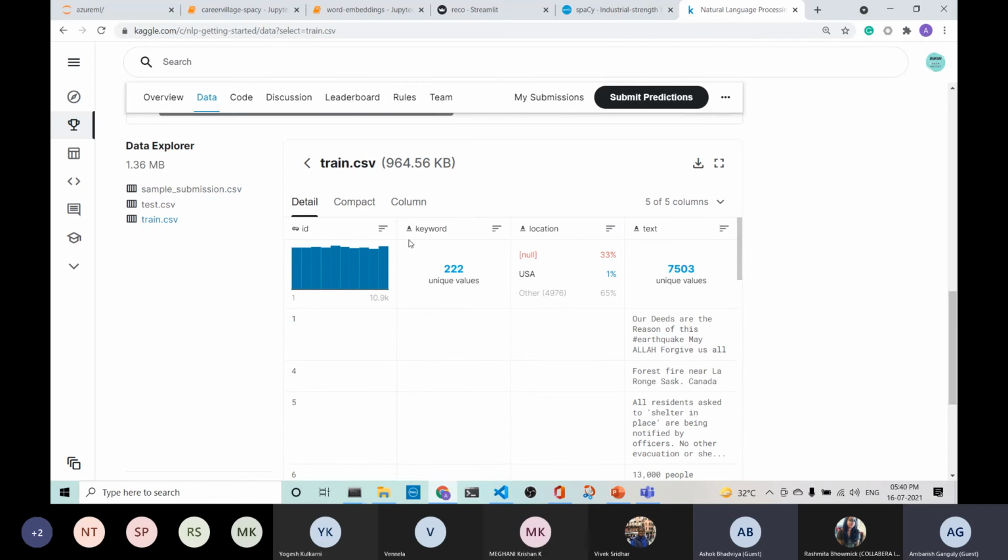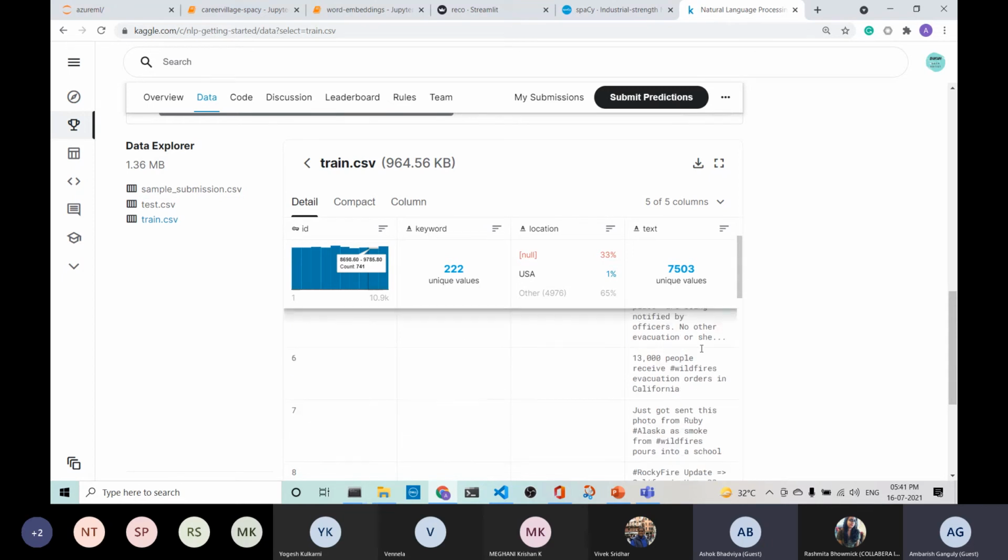So the data has ID, keyword, location, text. Okay, so these are there. I did a very simple thing. I used, I think, text and keyword. These two things. Similar to the way I worked with sentence embedding. The only difference here is that it is not a similarity problem. It is a classification problem.